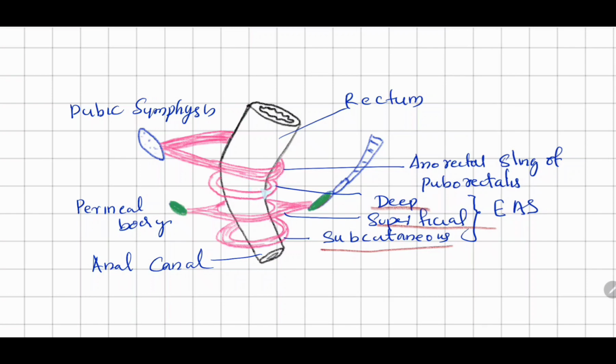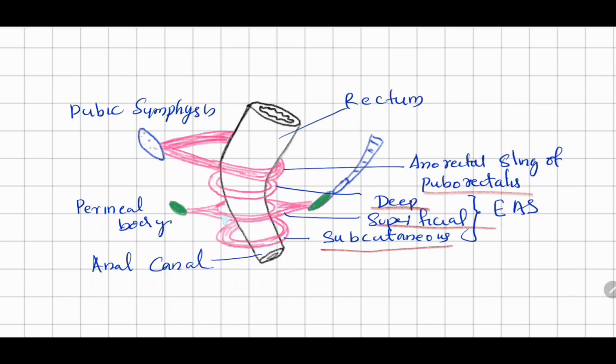Remember, it does not have any bony attachment, and it is closely related to the fibers of puborectalis. This muscle is the puborectalis. The deep part of the external anal sphincter is closely related to these fibers of puborectalis.